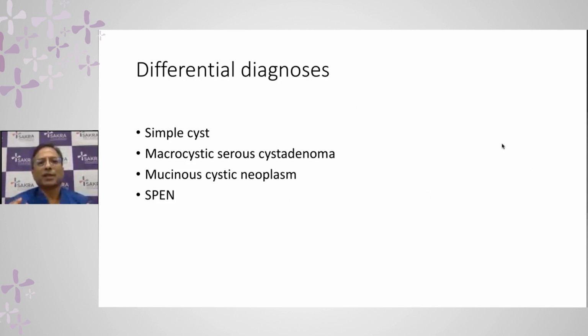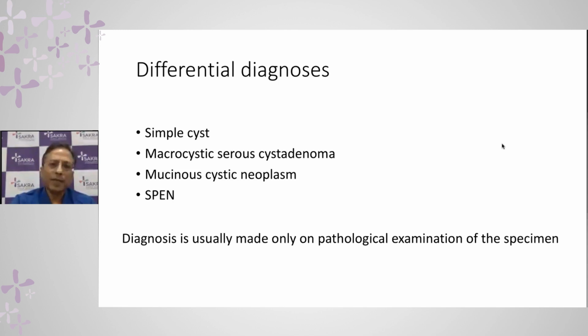So this is the differential diagnosis. Either it is a simple cyst, or one of the cystic lesions which we call a serous cystadenoma, or a mucinous cystic neoplasm, or a solid pseudopapillary neoplasm called SPEN. Anyway, the final diagnosis would come only when we remove it and get a histological diagnosis. Because of the large lesion and symptoms, the patient underwent surgical exploration.